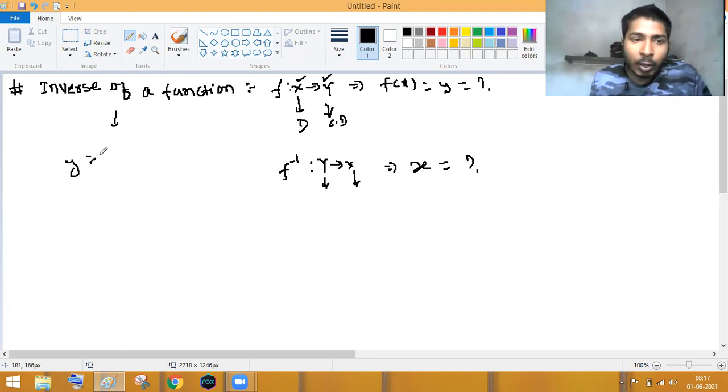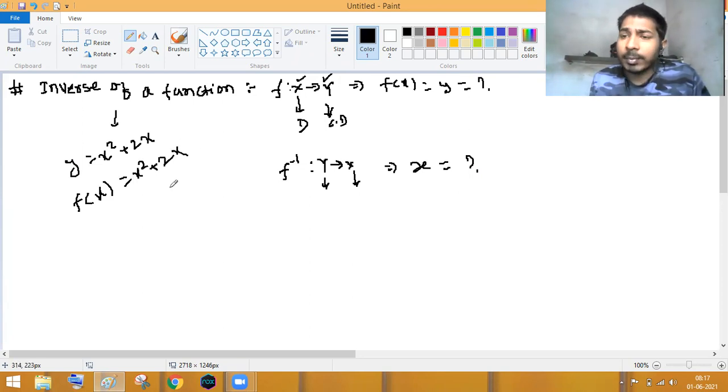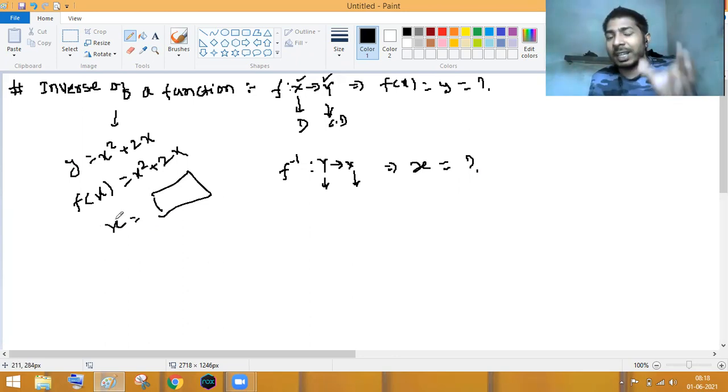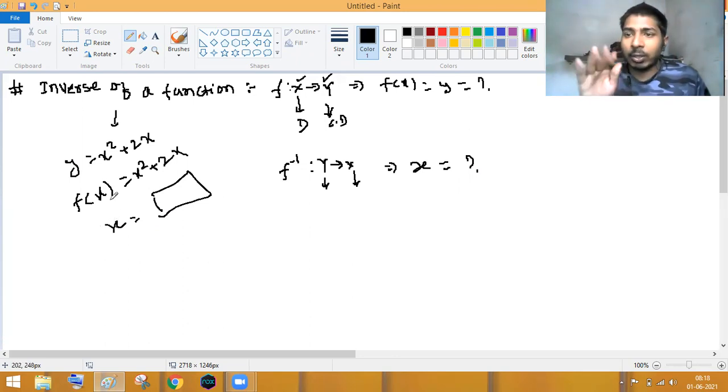Here we are finding y equal to what? If you have a function like y equal to x square plus 2x, it means that f of x equals this. This is the function. Clear? But if I have to find the inverse of this, then I will look for what x will be equal to. When we find x equal to something, that we call the inverse. Okay, we'll talk about that.